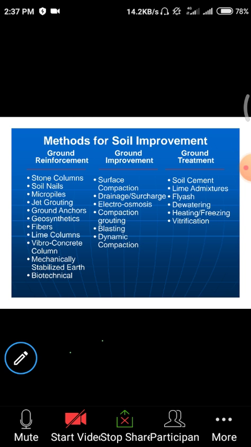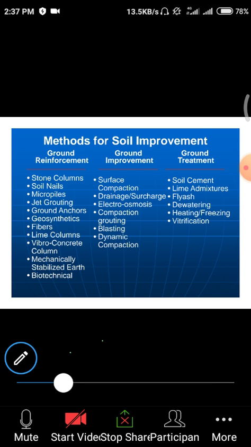Next one, vitrification. It is not a newly available material, but a technique. Vitrification means some kind of equipment, parameters and chemicals are used in this technique to densify the particular soil. All of those come under ground treatment.